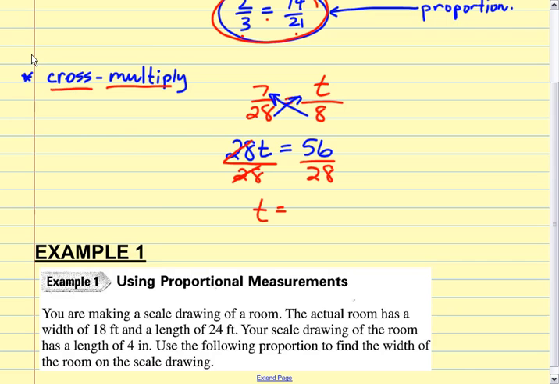Sarah, 56 divided by 28, it equals 2. Exactly. Okay? So that means that this number up here needs to be 2. 7/28 is equal to 2 eighths. Okay? Would you like me to give you another example on that?